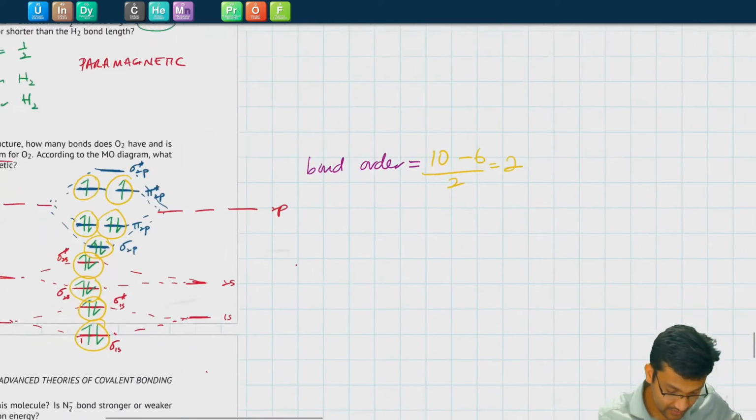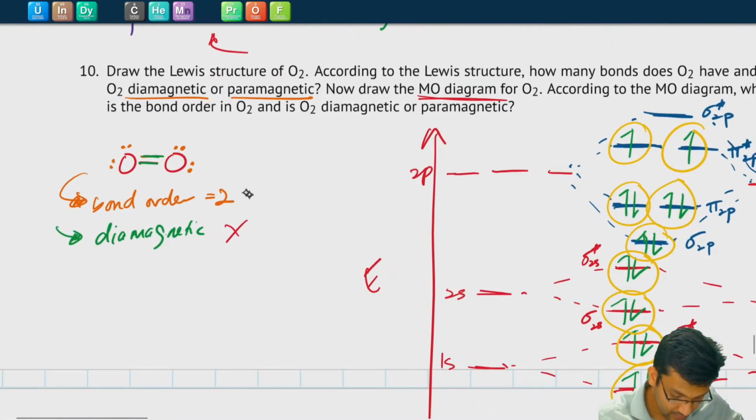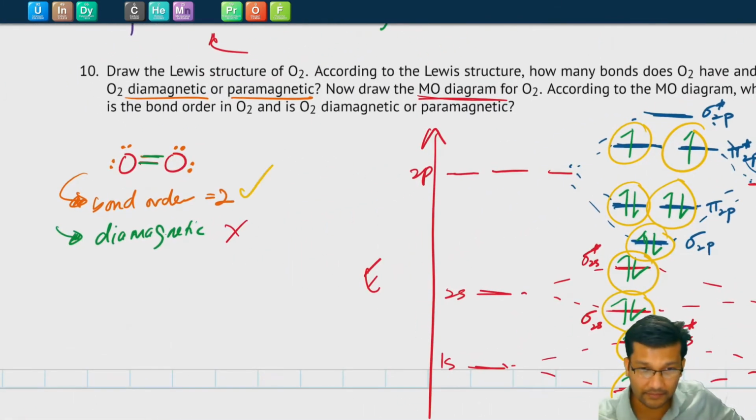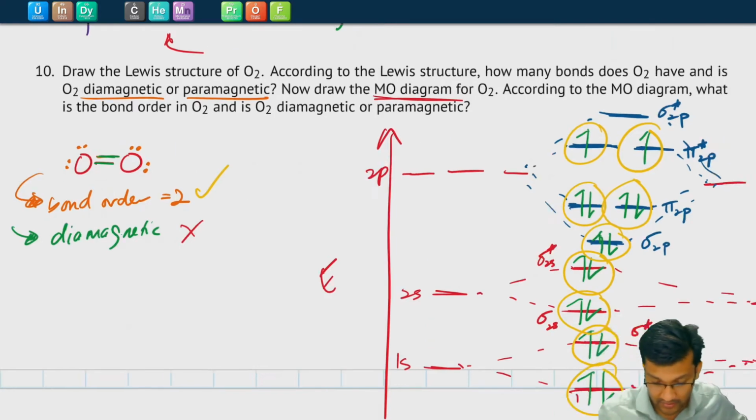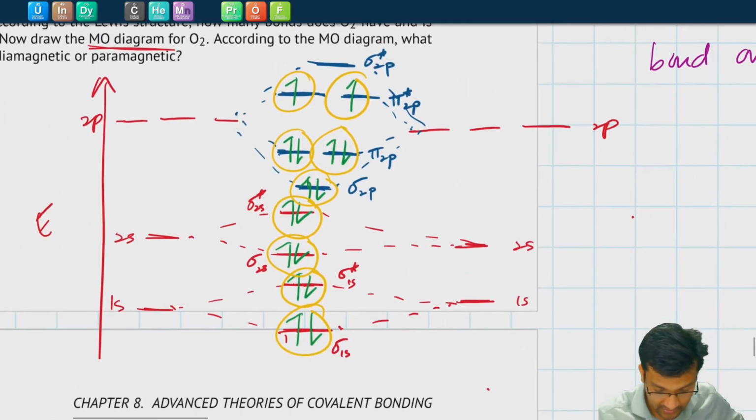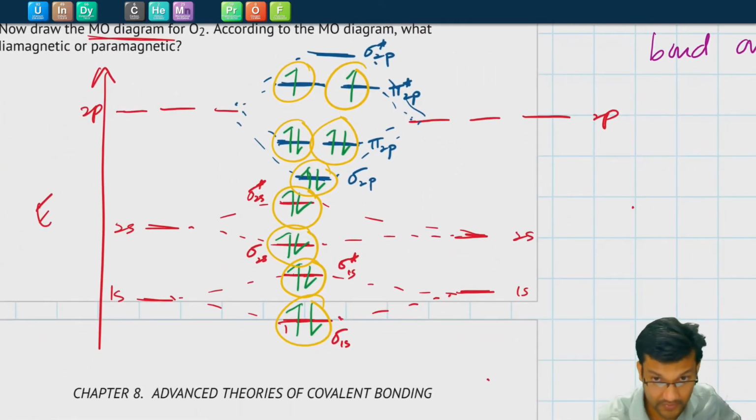So far, this is good. This is checking out with Lewis structures. We have a double bond. According to this, we also have a double bond, although it's a little bit difficult to figure out from this diagram. What is left?